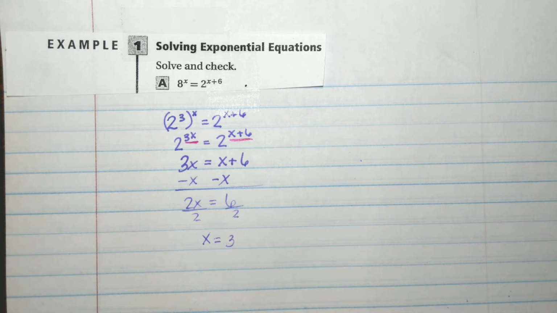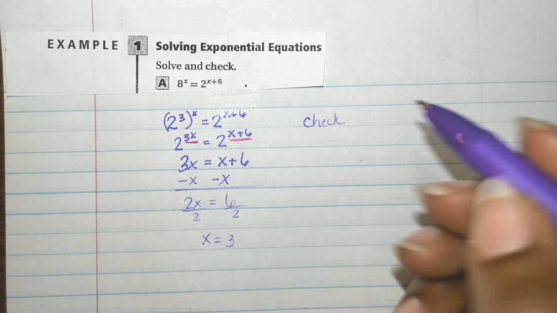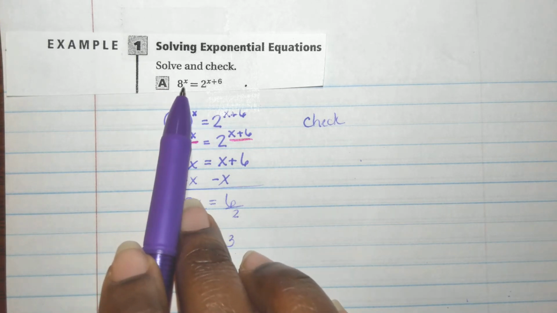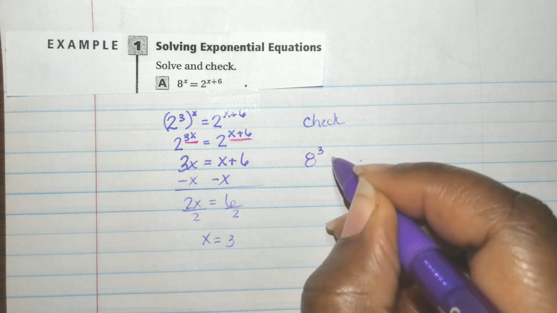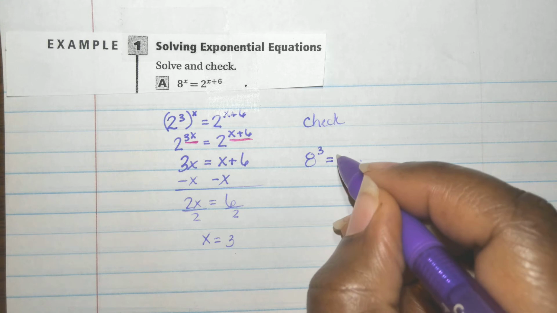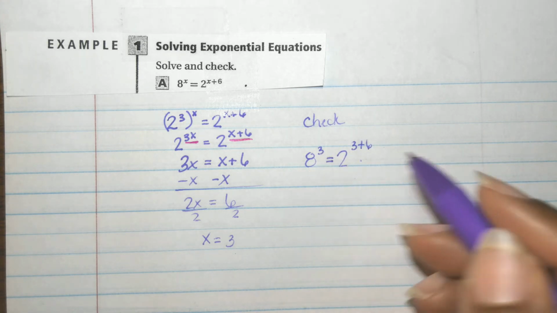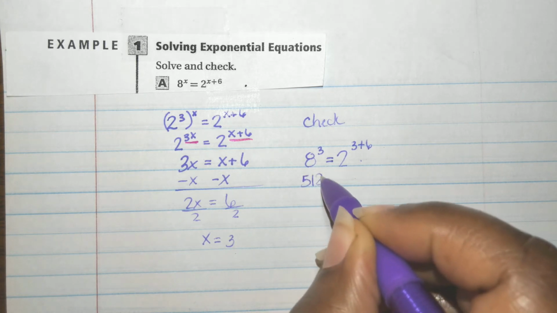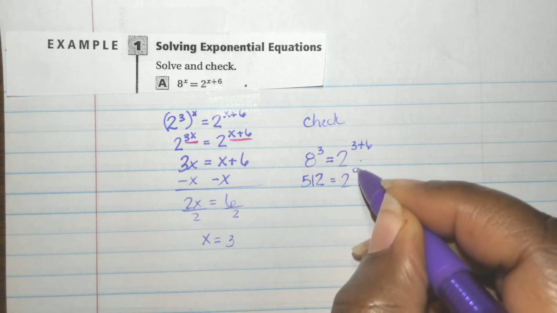Now with these equations, we are going to want to check our work, so we're going to perform a check on this side. I'm going to take this value of x equals 3 and plug it into our original equation. So we have 8 to the third power equal to 2 to the 3 plus 6 power. Well, 8 to the third power is 512. And this is 2 to the 9th power.